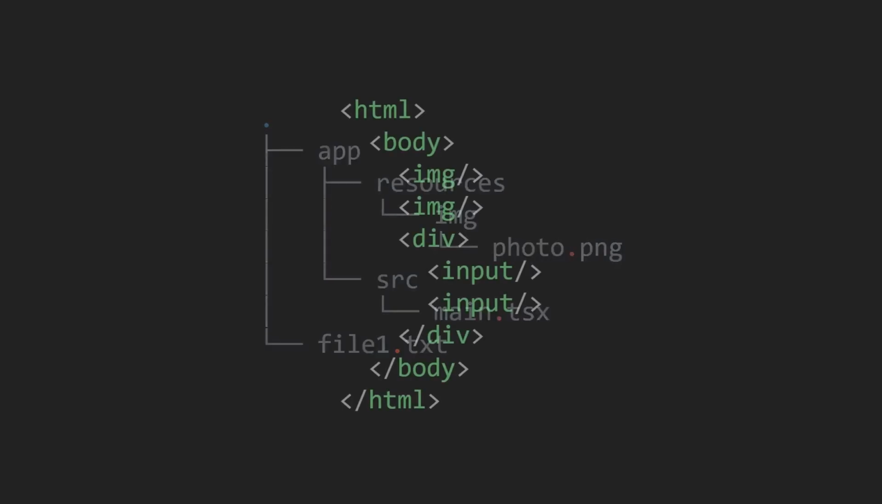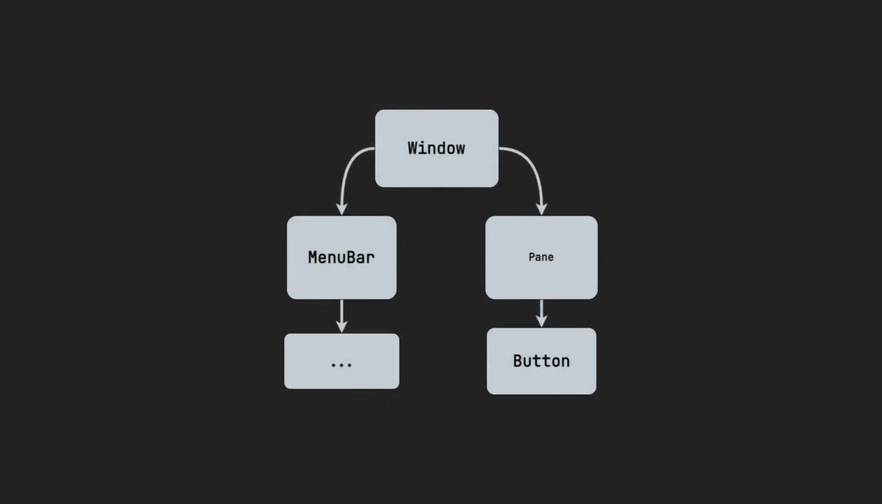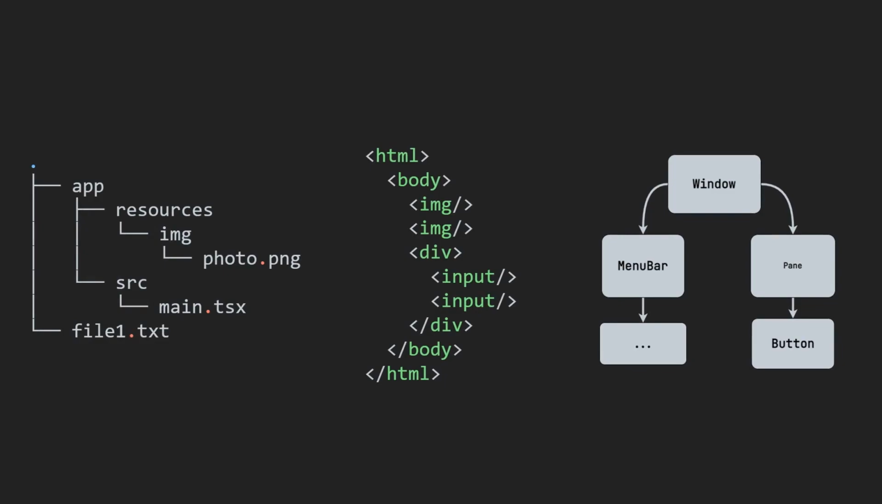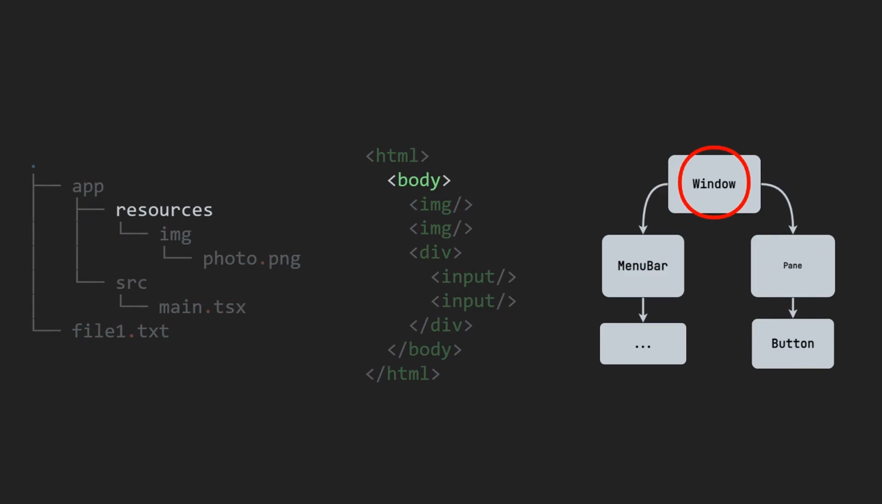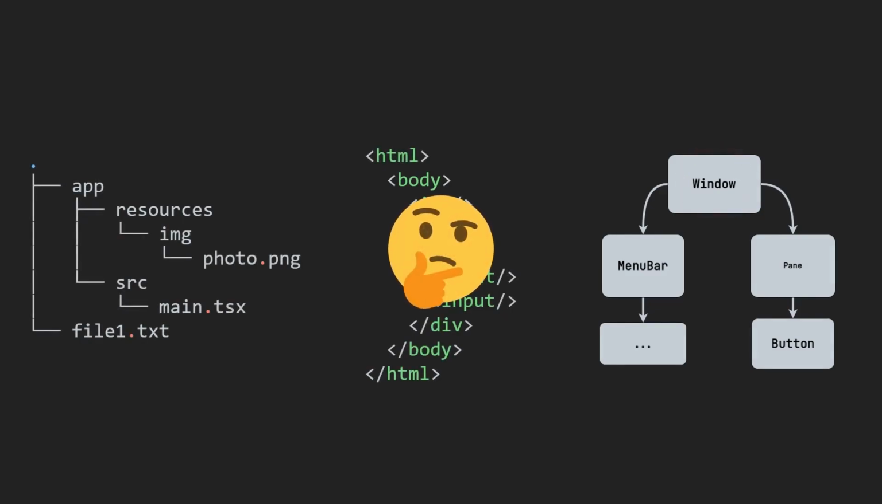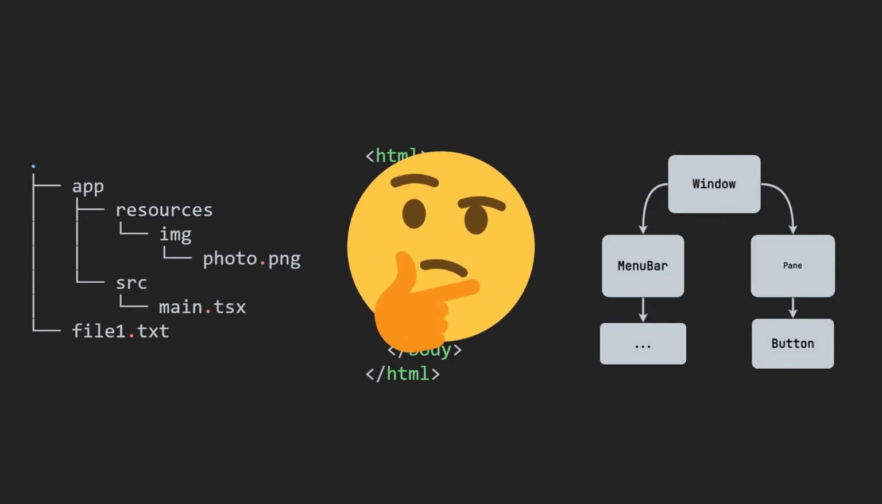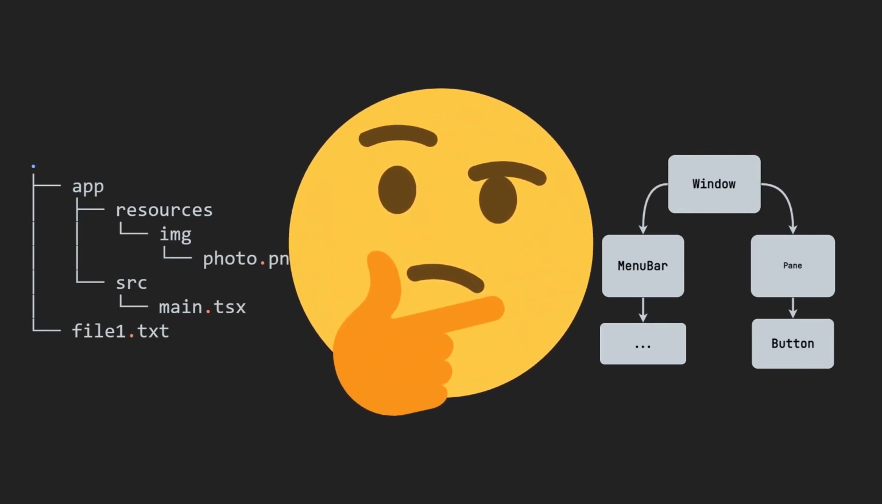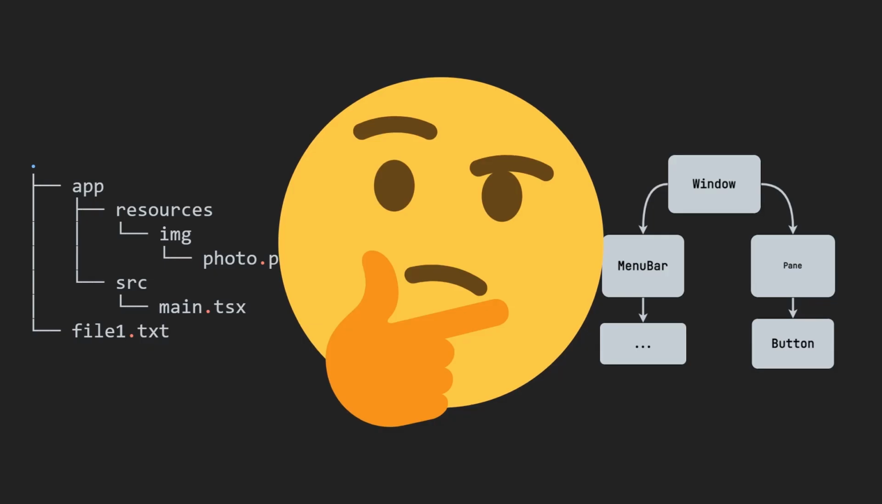What do file systems, HTML, and graphical user interfaces have in common? They all use tree-like structures. Each of these systems comprises leaves and composite elements, enabling the nesting of more elements. Have you ever wondered how to implement such a structure efficiently? How can you do it intelligently without reinventing the wheel?